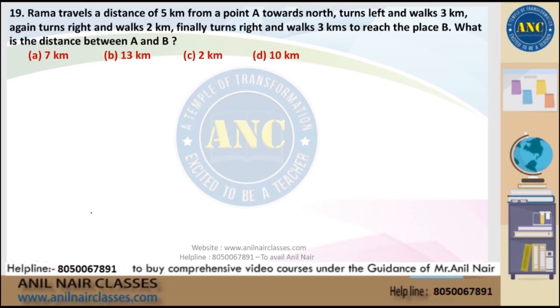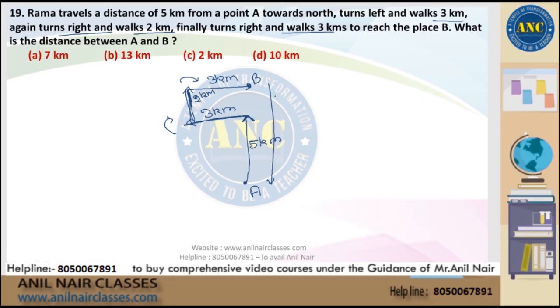Now, from a point A, Rama travels 5 kilometers towards north, turns left, walks 3 kilometers, again turns right and walks 2 kilometers, finally turns right and walks 3 kilometers to reach place B, having started from place A. Now, what is the distance between A and B?